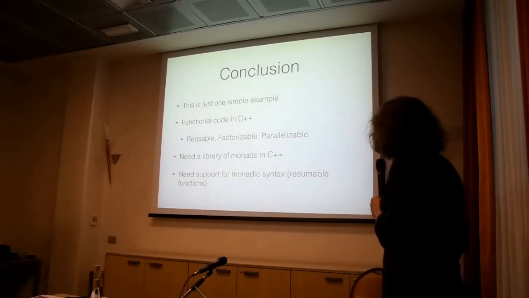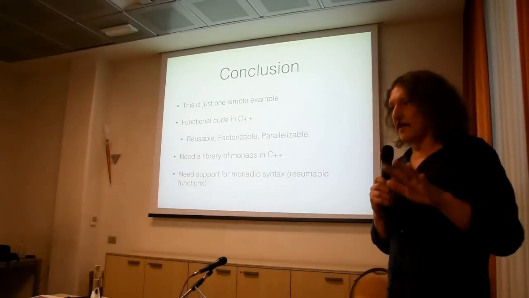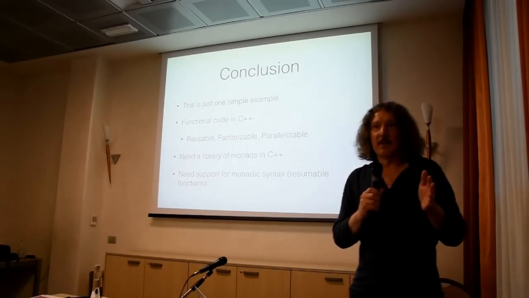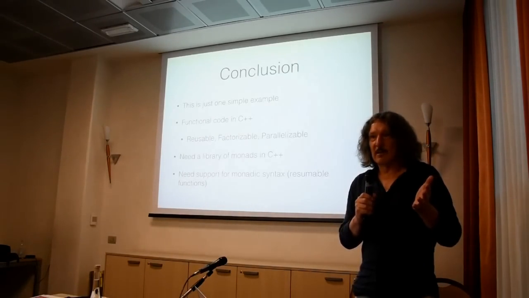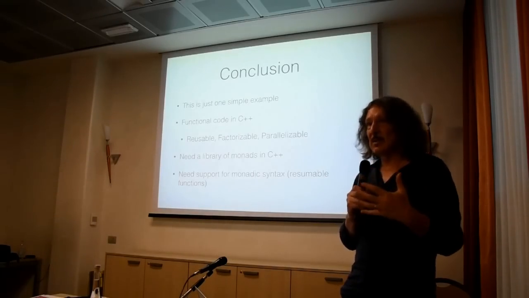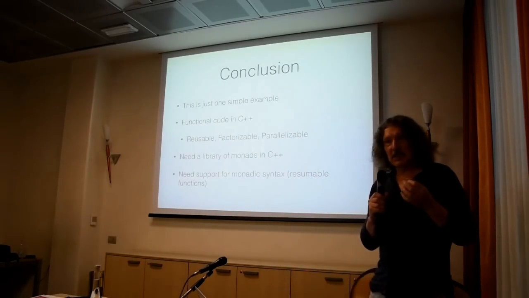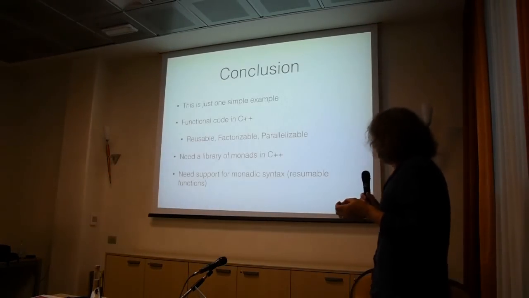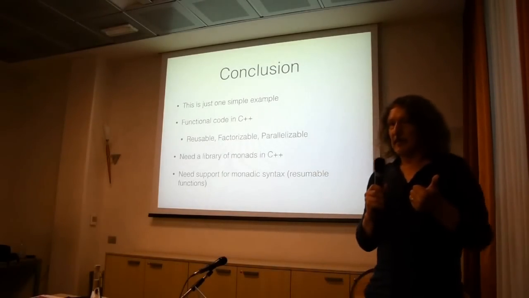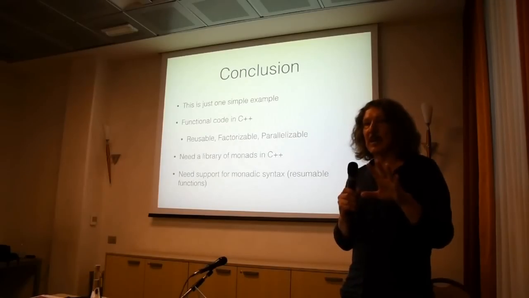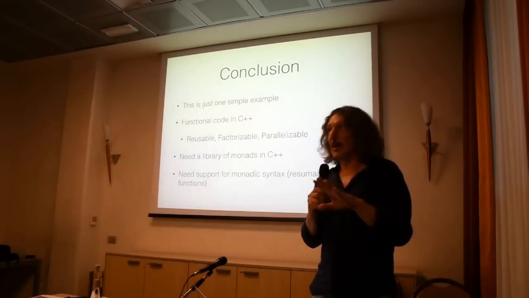And here's the conclusion. Okay? So first of all, this is just a simple example, right? But the problem of solving constraints is much more general. Okay? So this technique can be used to solve much more complex things. And the fact that it was written using functional code and monads in particular makes this code, first of all, reusable. Okay? Because I can take these monads and I can put them in the library. And then they can be used to solve lots of different problems.